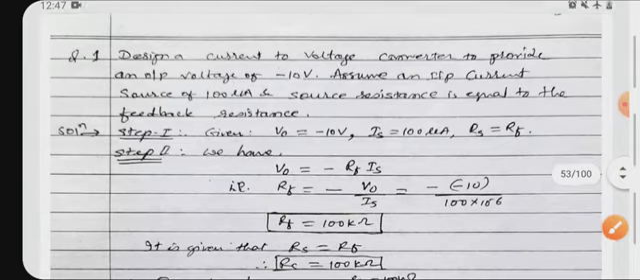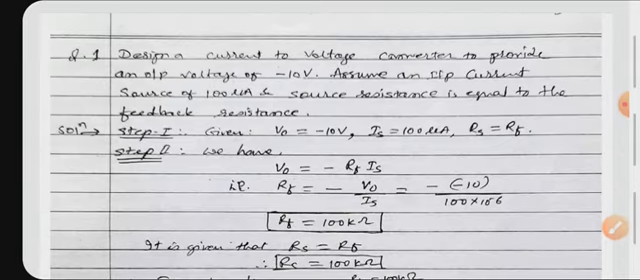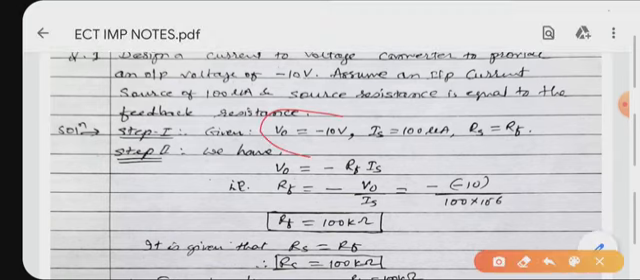Okay. Solve the problem. Design a current to voltage converter to provide an output voltage of minus 10 volt. Assume an input current source of 100 microampere and source resistance is equal to the feedback resistance. So what is given? Given VO is given as minus 10 volt, IS is equal to 100 microampere and source resistance is equal to feedback resistance, RS is equal to RF. Okay. So formula is known to you. VO is equal to minus RF into IS. Okay.